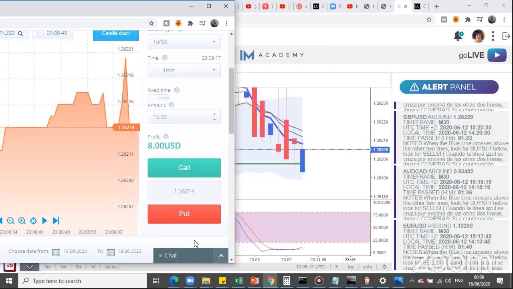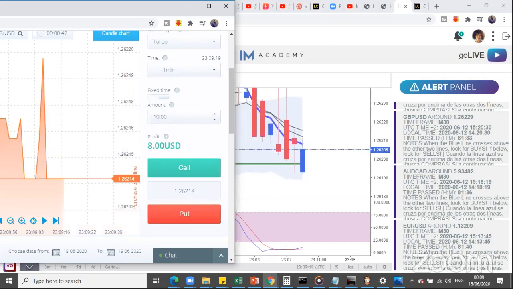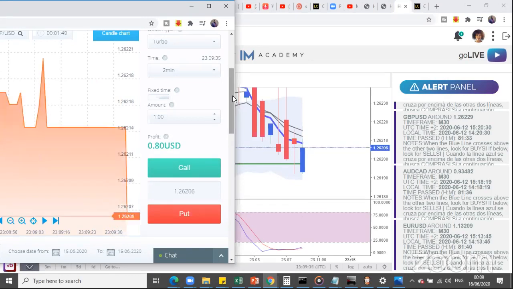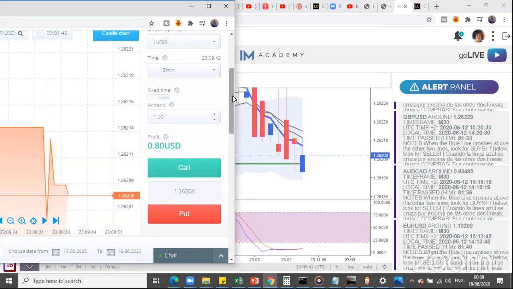Exactly. On that, I'm going to go in on demo account. I'll just do $1. It's demo. So once this candle closes bullish, I'll go in on 2 minutes. If you are trading this strategy on 1 minute, make sure you use 2 minutes. If this candle closes like this, we're going to go in there.